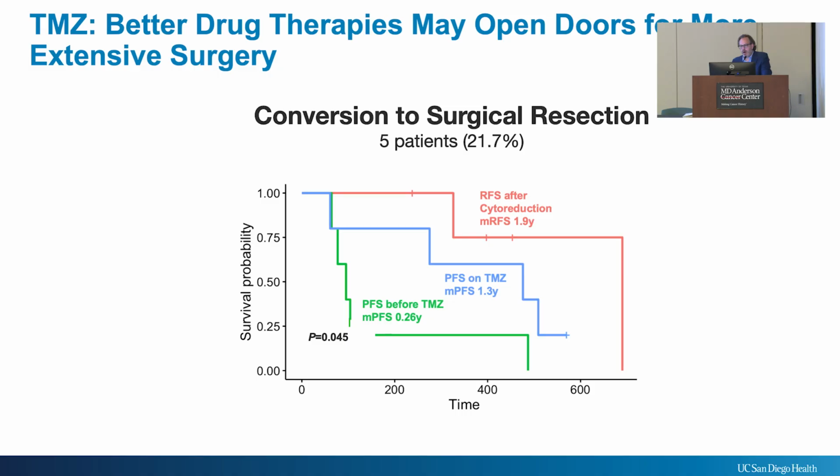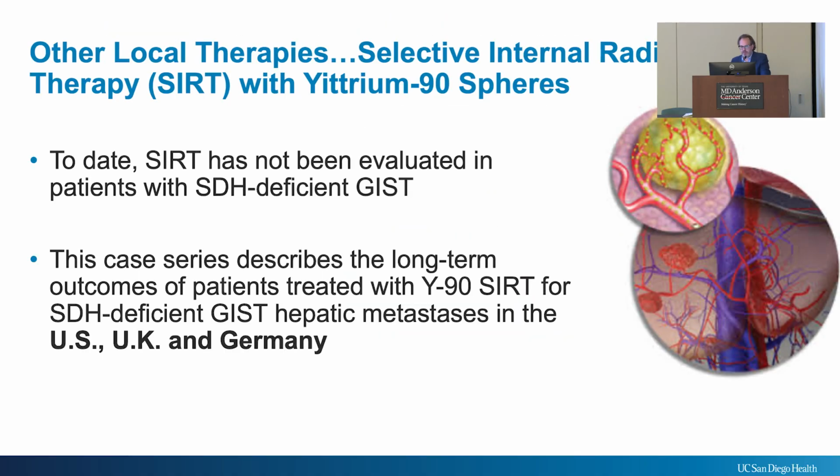When we put them on temozolomide, we shifted the biology of their disease, and the progression-free survival was 1.3 years. In these 5 patients, which were obviously highly selected, I then took them to the operating room, cleared all their visible disease that I could see, and we shifted it out to what we consider the recurrence-free survival, which was almost 2 years. So with a combination of drugs, surgery, and multidisciplinary care, we can start shifting the biology and the natural history of these diseases.